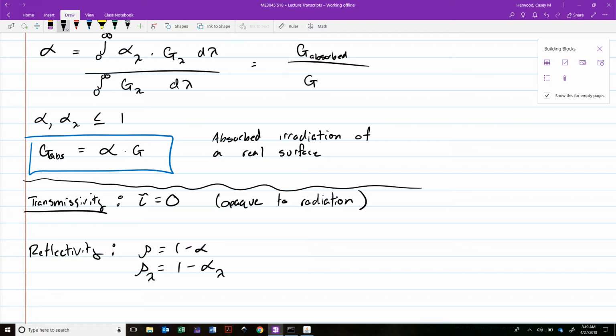So this gives us now the total reflectivity and spectral reflectivity.